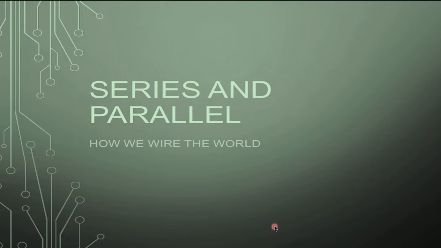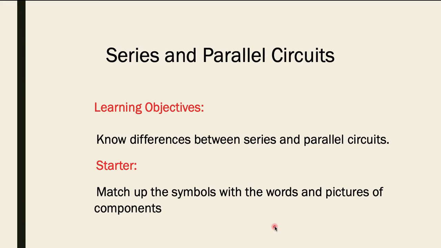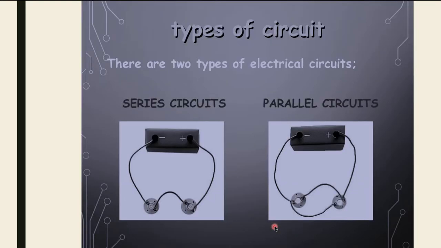I'm explaining about series and parallel circuits. First of all, I'm explaining the topics here. Learning objectives: knowing the differences between series and parallel circuits, and a starter to match up the symbols with words and the pictures of the components. We have two types of circuits, mainly electrical series circuits and parallel circuits.